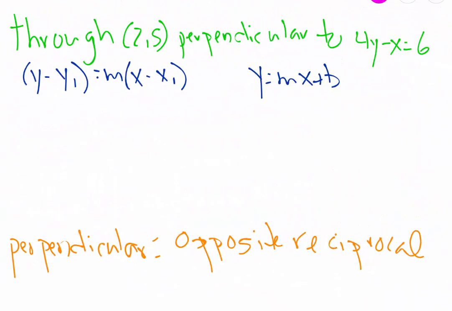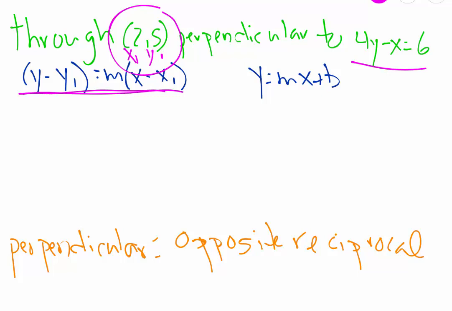Okay, so for our second example, we're going to write the equation in point slope and slope intercept form of the line that goes through the point 2, 5 and is perpendicular to 4y minus x is equal to 6. So the point here, 2, 5, is going to be our x1, y1 that we're going to plug in first to point slope and then use that to get slope intercept form. Now, if we are told that our line is perpendicular to another one, we need to find the slope of that line. And once we find the slope of that line, when it says perpendicular, that means that those slopes are opposite reciprocals.